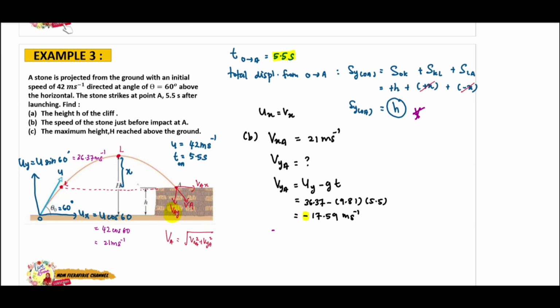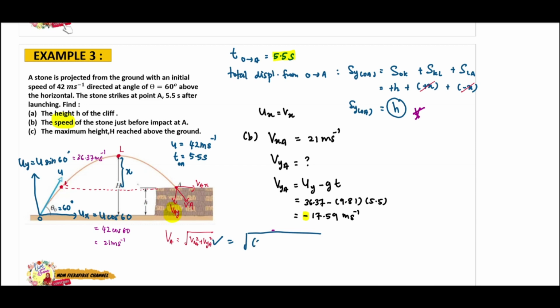Okay? Tapi soalan bukan suruh kita cari vertical velocity at point A ataupun horizontal velocity at point A. Tapi soalan tanya the speed of the stone. Speed so dia nak magnitude saja. So maknanya dia nak cari VA, bukan VAX, bukan VAY. So kita akan guna formula inilah. Okay? VA equal to VXA squared plus VYA squared. So we substitute.